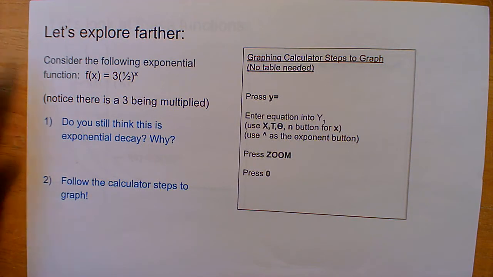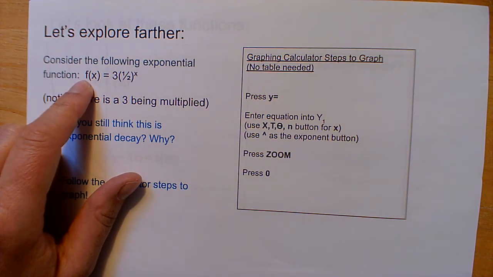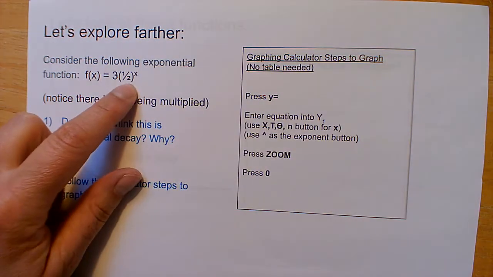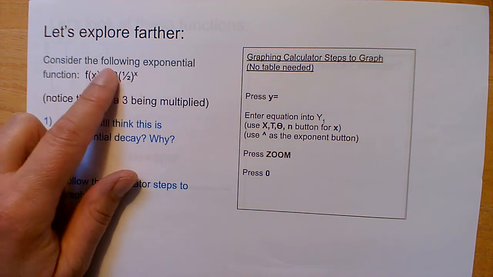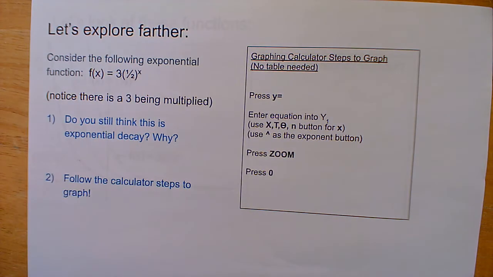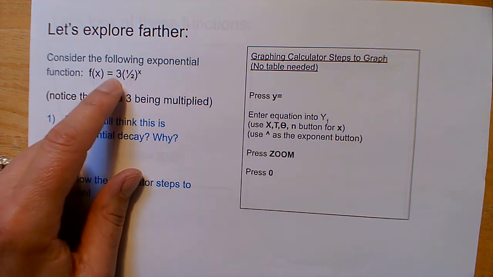Let's explore one more way to graph without having to go through the table method, and this is just graphing on your calculator. Consider the following function: f of x equals 3 times, this is times right here, 1/2 raised to the exponent of x. Before we just did 1/2 to the x, and we saw that graph. Now we're multiplying this whole entire thing by 3.